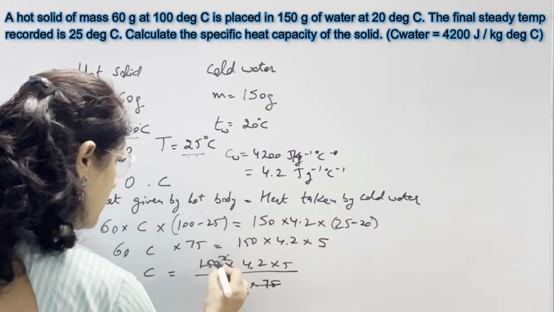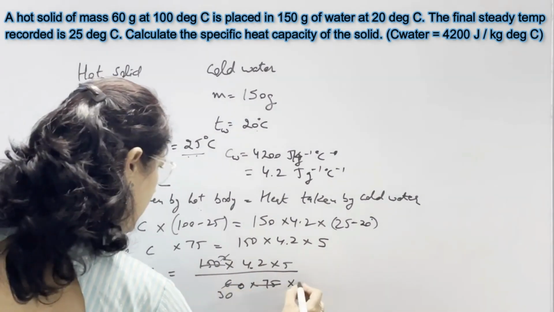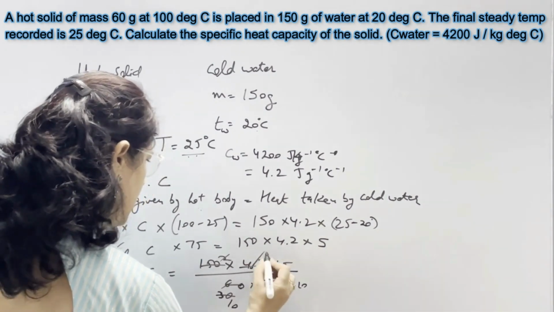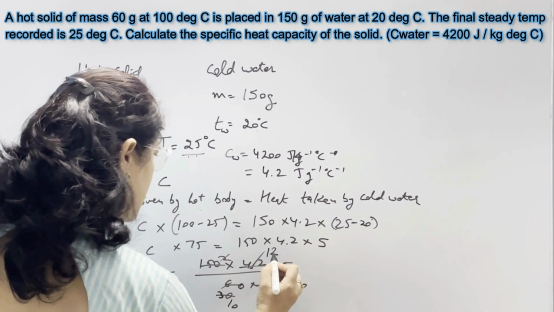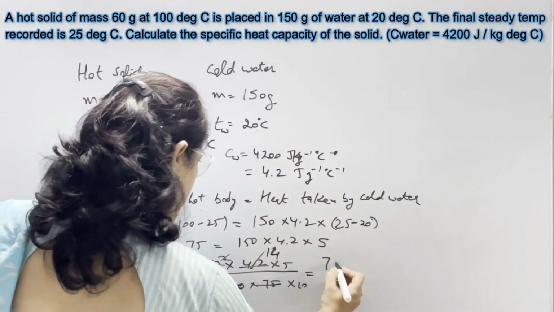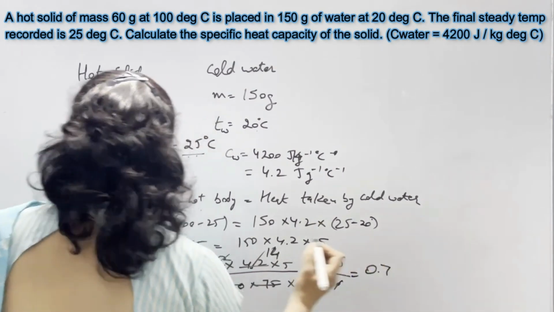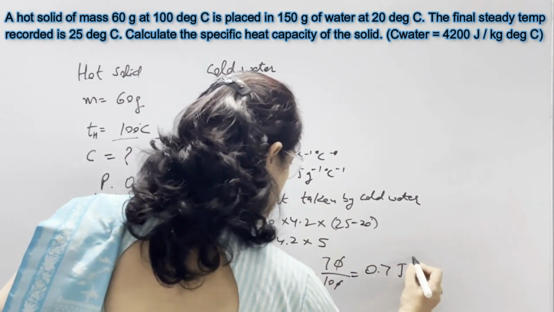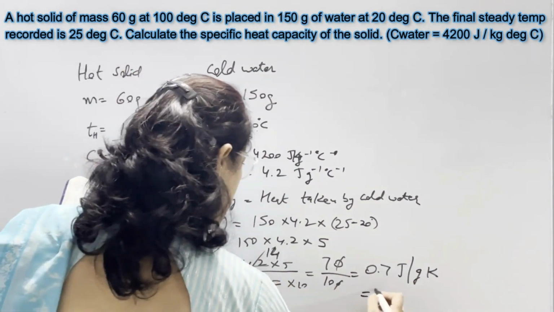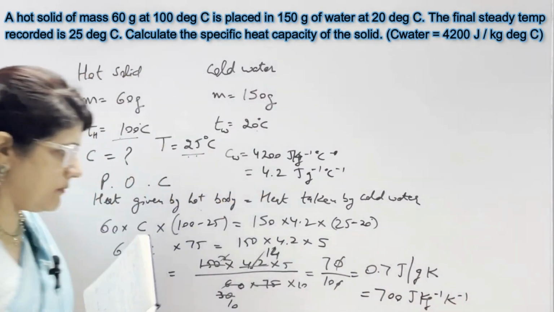75 twos are 150, 2 threes are 60, that means 30. Now 110 is there, 42, 3, 10, 3, 1, 3, 4, 12 and 14, 5. 14 fives are 70, then upon 100. It means 0.7 joule per gram per Kelvin. Or you can also write it as 700 joule per kg per Kelvin.